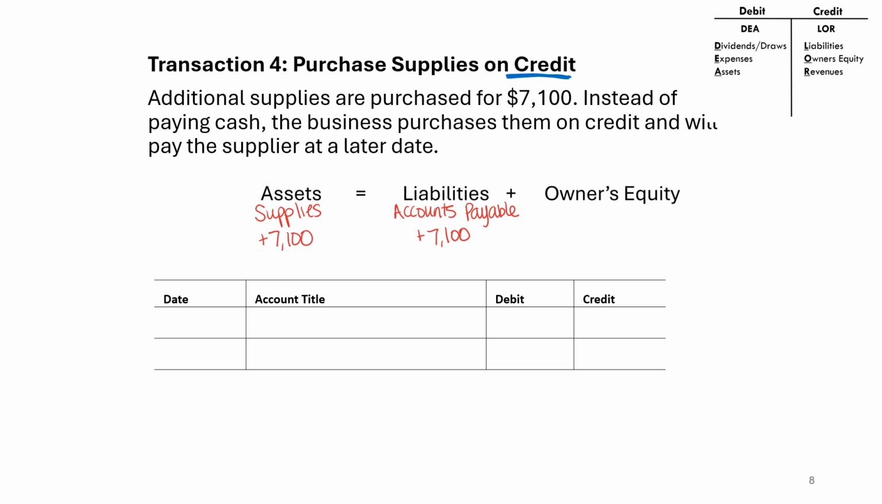So additional supplies are purchased for $7,100. Instead of paying with cash, the business purchases them on credit and will pay the supplier at a later date. So this will be an account payable. So we see that additional supplies are being purchased. So that will increase the supplies account. Supplies are an asset. Asset accounts are increased with a debit. So that will be a debit to supplies.